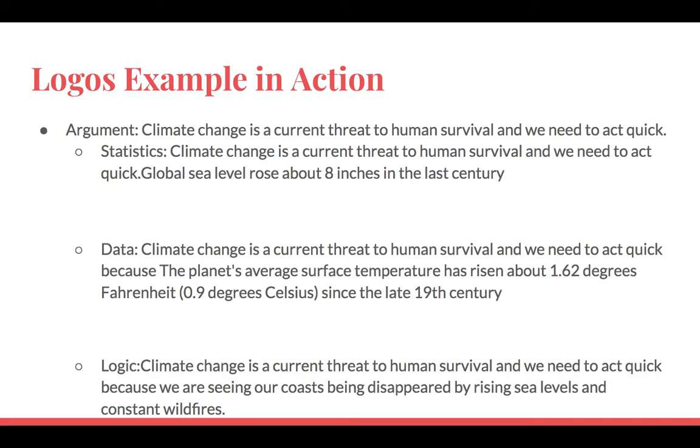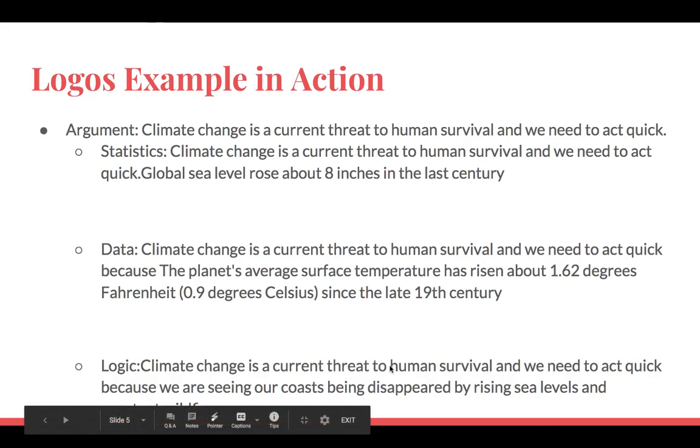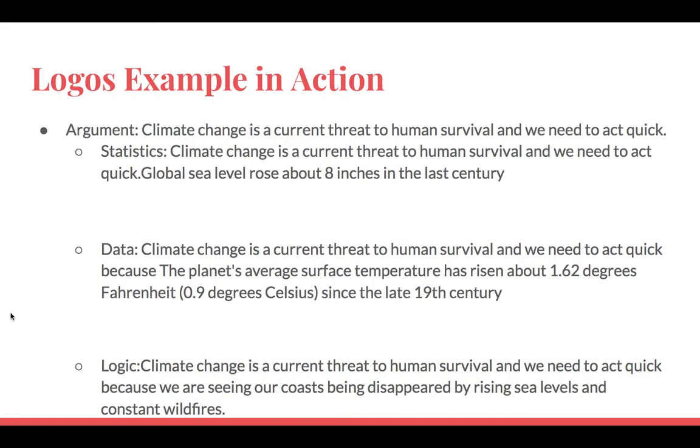And if you notice, data and statistics are really interchangeable. Like I said, data is just a fact that is proven to be true. And then logic, that is the one where you don't really need something that's fully backed up. It just needs to use common sense. So an if then. So climate change is a current threat to human survival, and we need to act quick because we are seeing our coast being disappeared by rising levels and constant wildfires. So in there, I'm using logic or common sense because I'm making the argument that it is a threat to human survival. Why? Because it is disappearing our coasts and causing wildfires. The fact that it is disappearing the coast and causing wildfires is the reason why it's a threat, and that is why it's a logical statement.